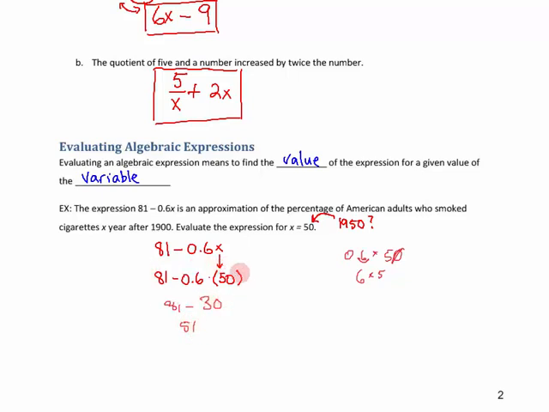By the way, on this line right here, notice that I did the multiplication first and then the subtraction, and that's something that we refer to as the order of operations. We'll get to a little bit later. Now, I will point out at this point we got 51. We need to interpret that back into the context of the problem. What does this 51 mean? Well, it was the approximate percentage of American adults who smoked cigarettes x years after 1900. So this would be 50 years after 1900.